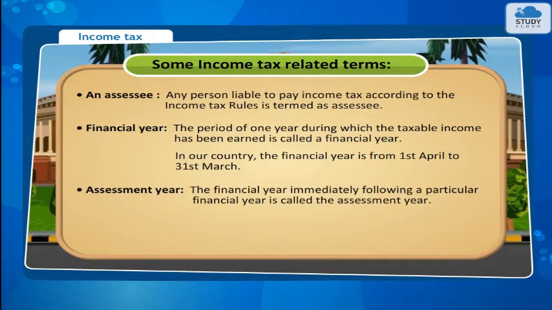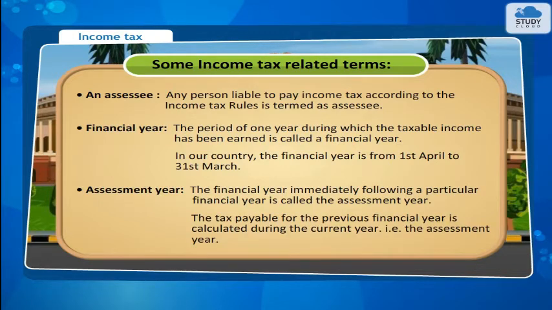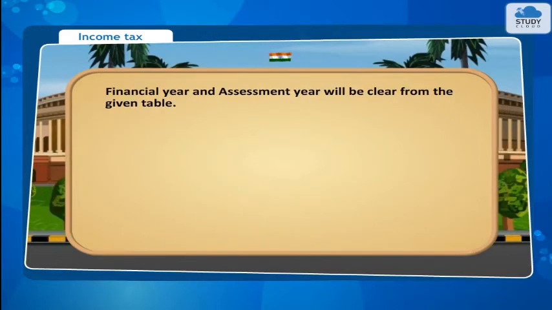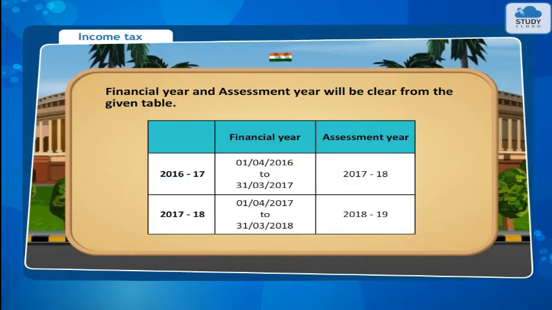Assessment year. The financial year immediately following a particular financial year is called the assessment year. The tax payable for the previous financial year is calculated during the current year. That is the assessment year. Financial year and assessment year will be clear from the given table.